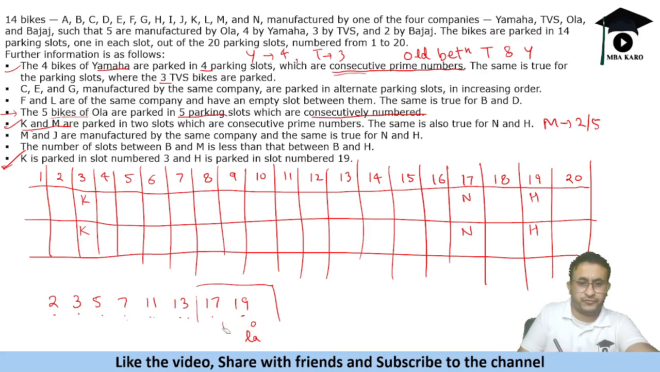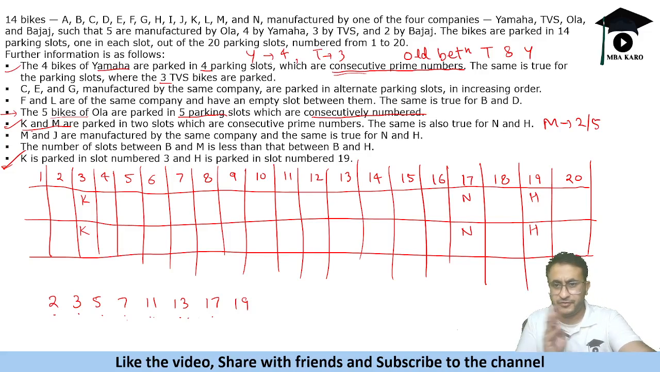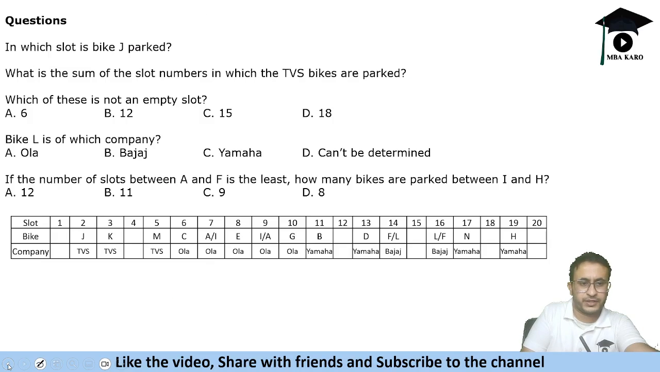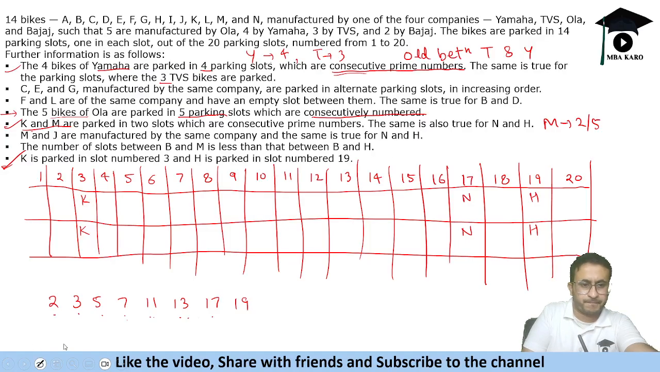Okay. Now if Ola is in between, so we have to take 3 prime numbers at the beginning. Like, see, we can have Yamaha and TVS. One case is this. We take 3 prime numbers and 4 prime numbers. TVS is 3 and Yamaha is 4 and Ola will be somewhere in between, including 7.